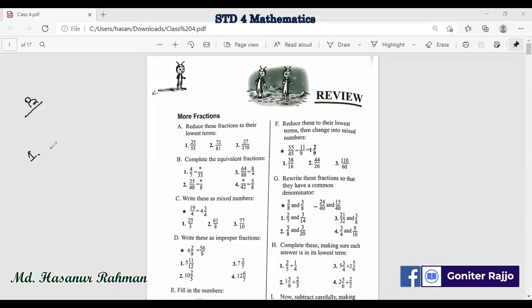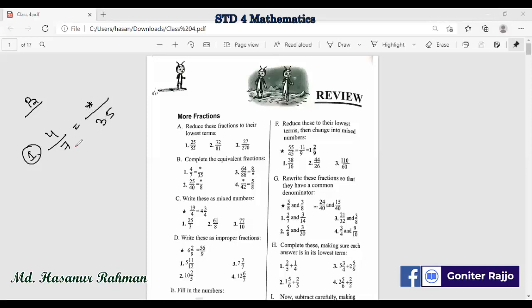Number one, that is 4 divided by 7 equal to star divided by 35. Now, very important problem. Look at this. So what is an equivalent fraction? Equivalent fraction means equal fraction. If you look at the question properly, you will see that in both fractions there is a denominator. You will get denominators 7 and 35. And the numerator is missing.